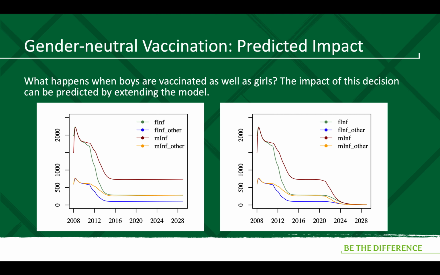Once I've got the model parameterized, I can then do things like look at what are the impacts of different vaccination strategies. So here you can see I just vaccinate women, and I still end up with levels of the disease in the future. But if I also vaccinate men, boys, then I can see the levels of the disease drop off.